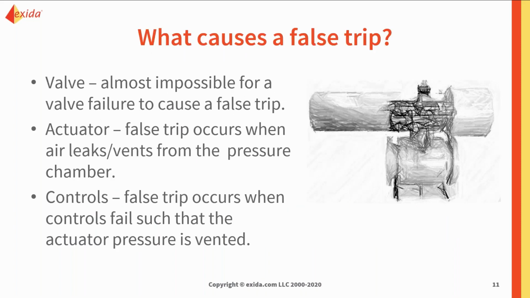So let's look at what goes into our major designs. When we put together our final element assemblies, normally we're talking about a valve, an actuator, and some kind of control. Let's look at each of these individually, not together as an assembly, but each separate, and see how they can contribute to your false trip rate alone.